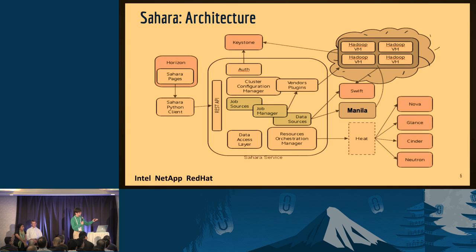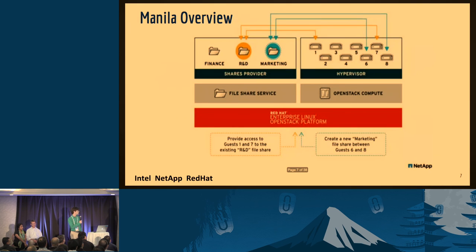We also, in our elastic data processing, have data sources. And right now, we had Swift as a data source before. We, of course, have native HDFS within your cluster. And now we have Manila, which is really what we're here to talk about today. I'm going to turn it over to Jeff now for Manila and much prettier pictures that were made by marketers instead of developers. Thanks, Ethan.